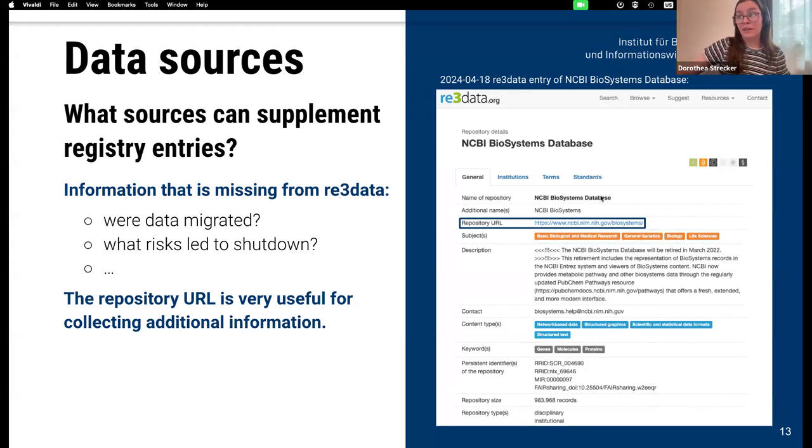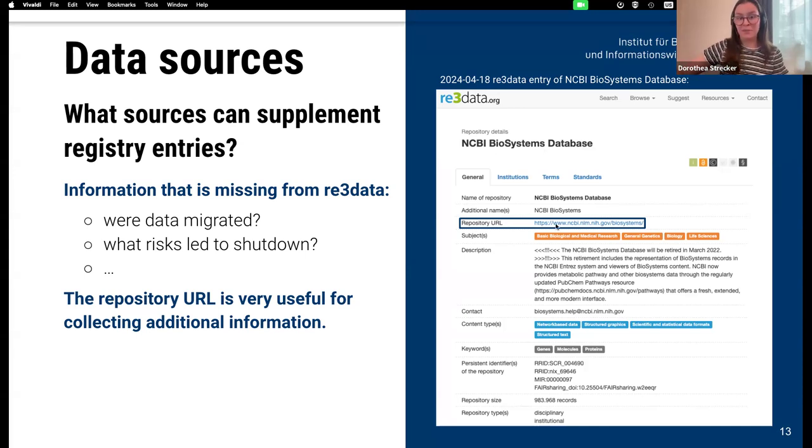But what you can also see is that the information on repository shutdown is very limited. You can see that in the description, there is a short note that the database will be retired in 2022, but you cannot see whether data was migrated to a new site after shutdown or what reasons were behind the shutdown.